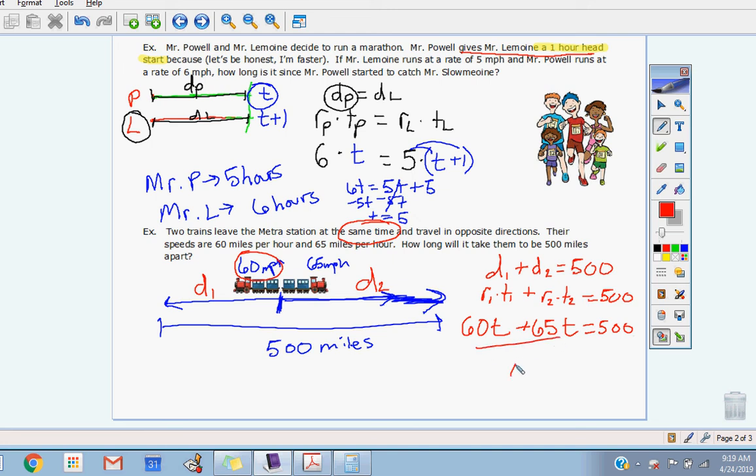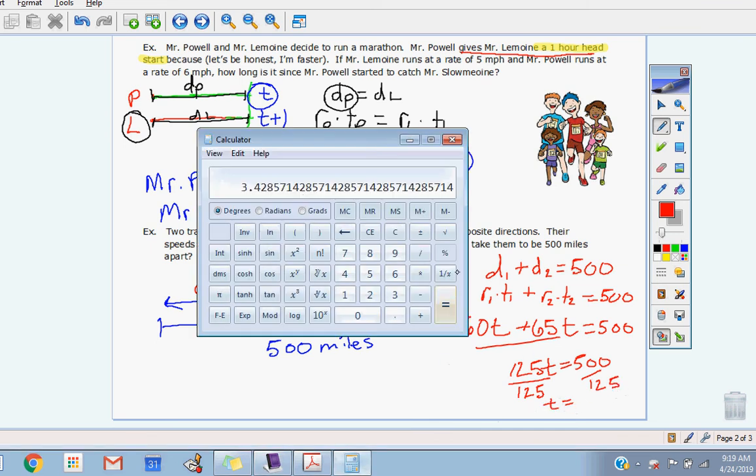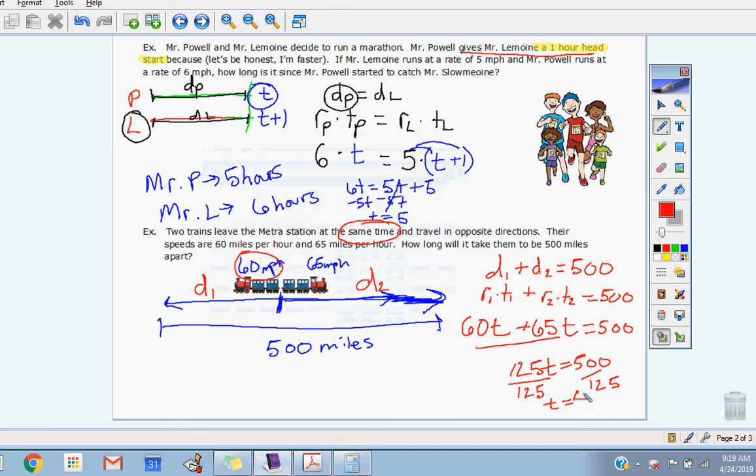So when you just combine like terms here, I get 125t equals 500. Divide by 125. How many times does that go in there? So now we just pull out the calculator if we need to. 500 divided by 125 equals 4. All right, so we get our 4 there. So what is that? That is how long it will take them. It will take them 4 hours.